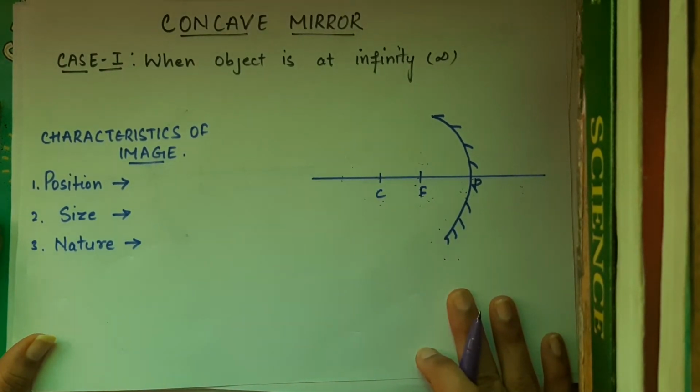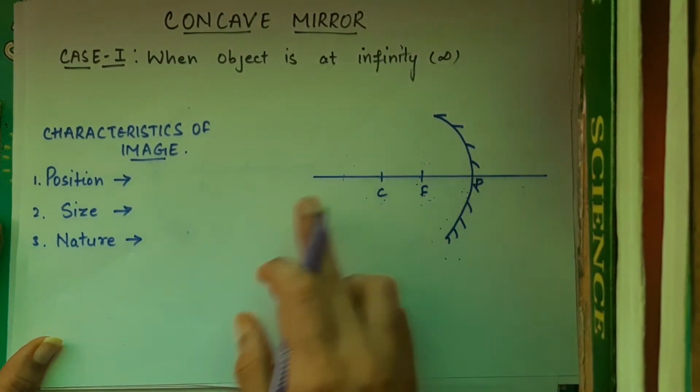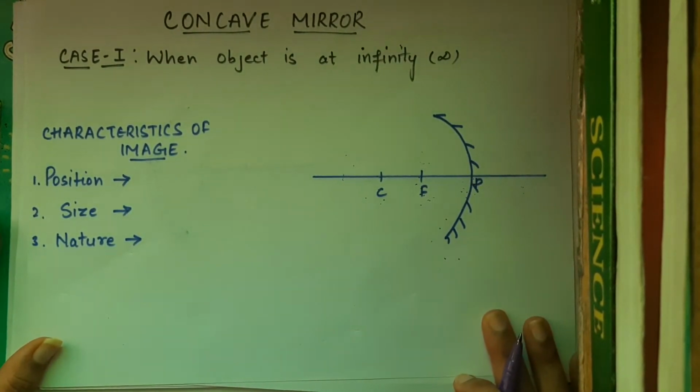But right now I said that there are 6 cases. So basically the first case of the ray diagram is when the object is at infinity. The object at infinity means that the object is very, very far from the concave mirror. When the object is very far, we treat the rays of light coming from the object as parallel to the principal axis. For example, the light rays coming from the sun can be treated as coming from infinity, because they come from a very far distance, and they will be treated as parallel to the principal axis.